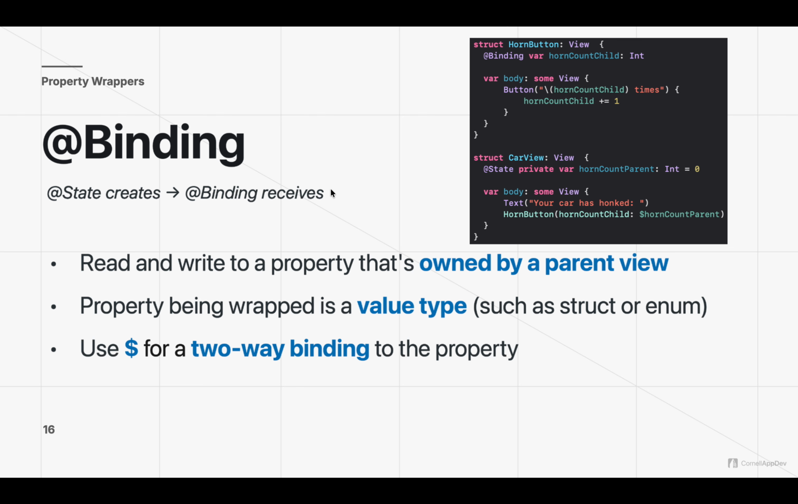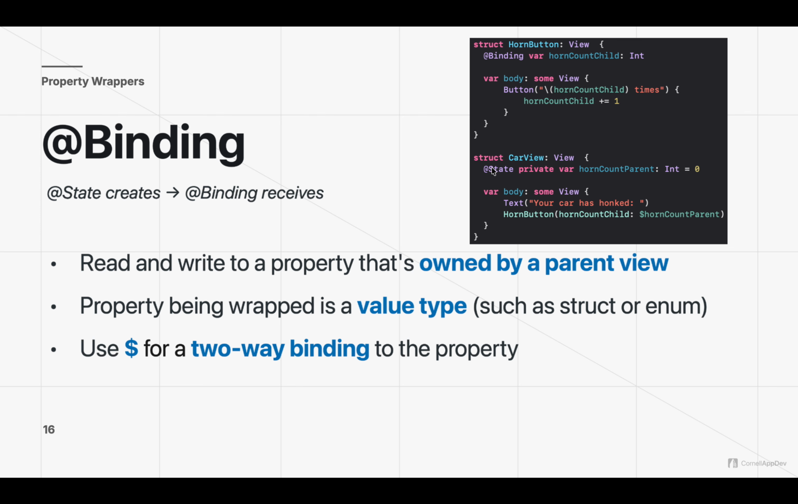And then this is sort of like an @State, but we're receiving it and listening for changes, and then telling the parent view, oh hey, this changed, and so on. So yeah, read and write to a property that's owned by a parent view. Typically this is used for child views inside views, with the property being wrapped as a value type, and then you use a $ sign. Remember we talked about the $ sign. So this is basically what's going on.